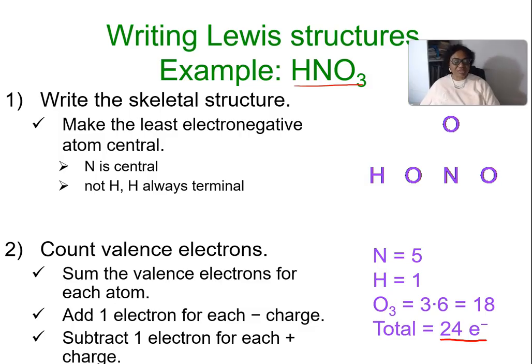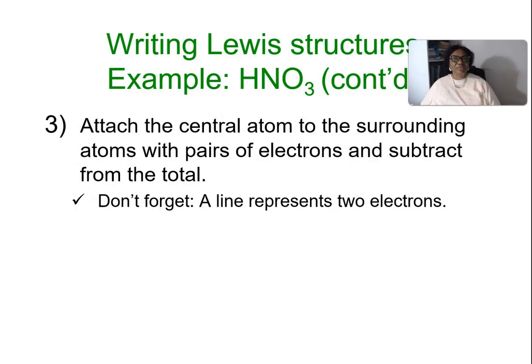How do we arrange it around the atoms? So attach the central atom to the surrounding atoms with pairs of electrons and subtract from the total. Don't forget, a line represents 2 electrons. So that's what we are doing next.